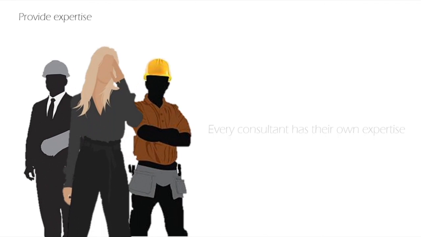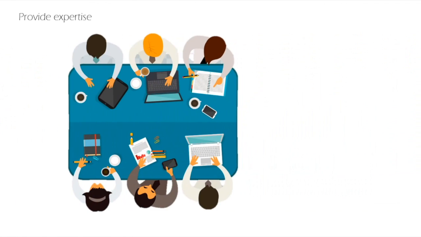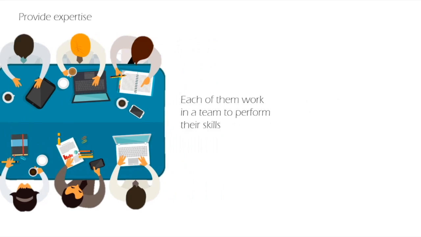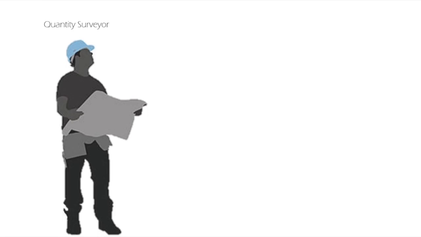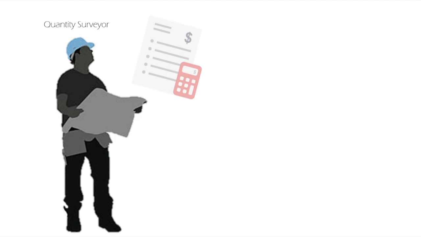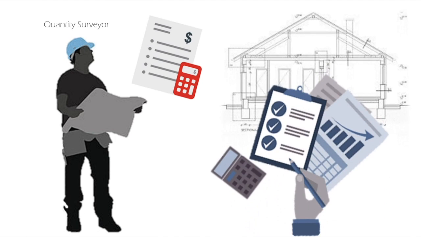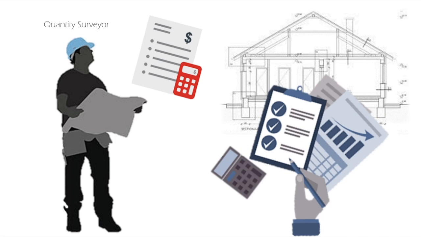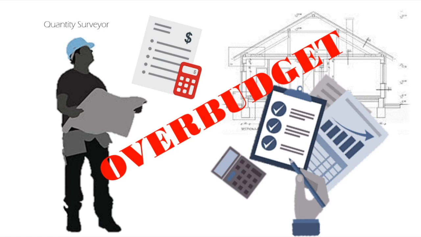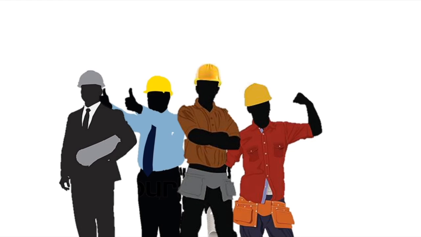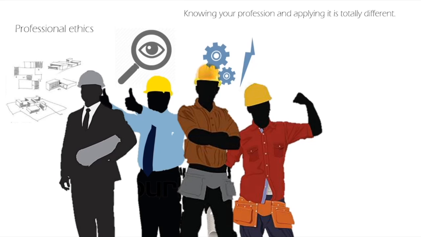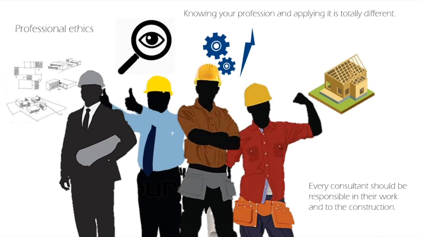In conclusion, every consultant has their own expertise. However, the construction can only be successful when each of them works in a team to perform their skills. For example, a quantity surveyor is good at cost estimation and translating the drawings into quantity. Therefore, without a quantity surveyor, the construction may be over budget. Also, knowing a profession and applying it is totally different. Every consultant should be responsible in their work and to the construction.